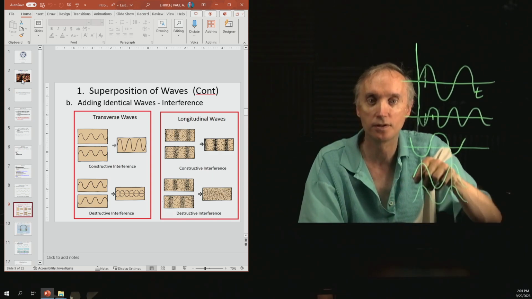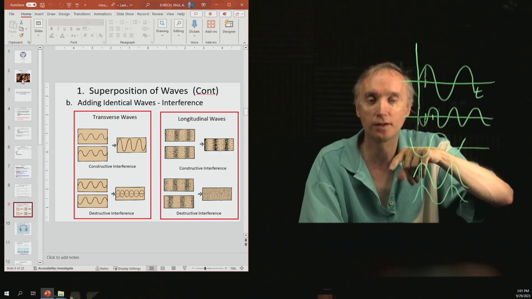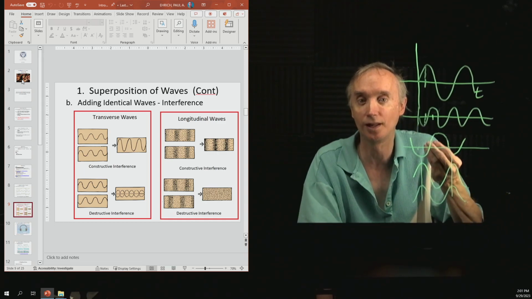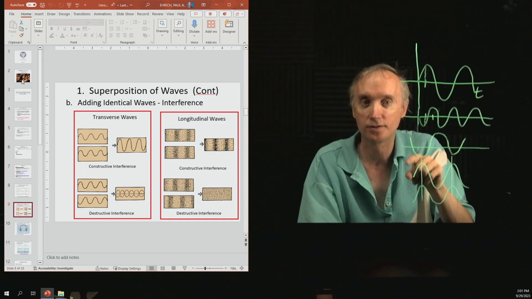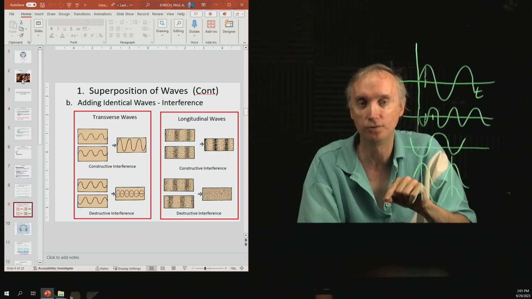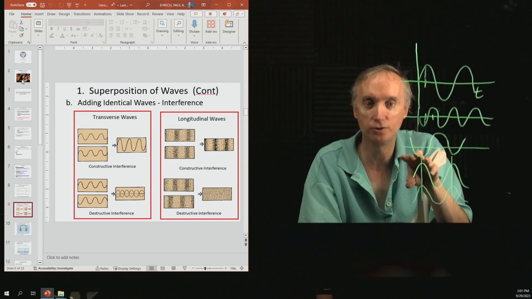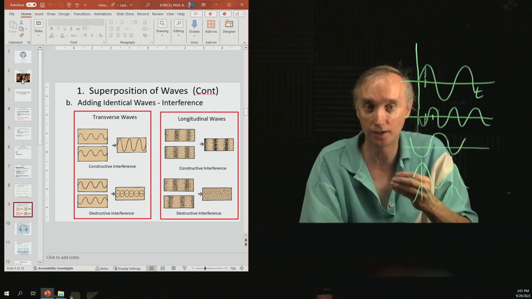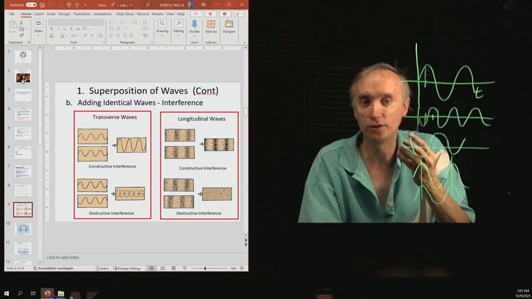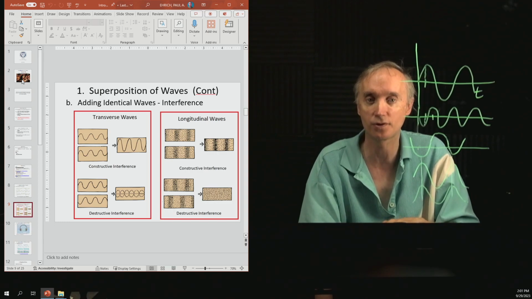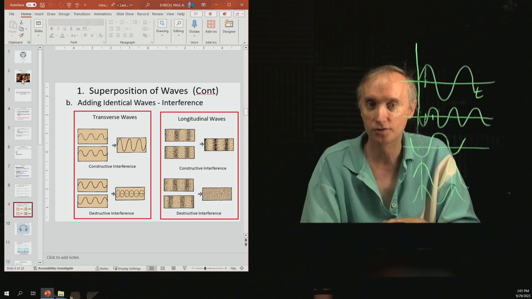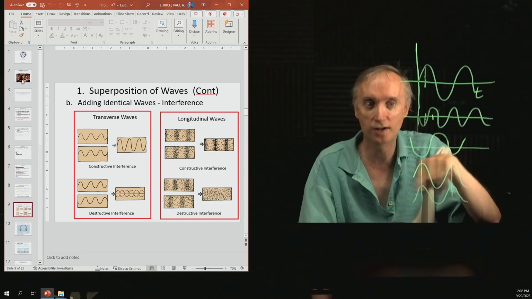Now I put off to the side there a similar looking picture about adding sound waves together. So this was transverse waves, and an example of a transverse wave was light waves. Sound waves are longitudinal, but I just wanted to show you that you can add sound waves together and get constructive interference, and you can also add them together and get destructive interference. So be able to do it for transverse waves.